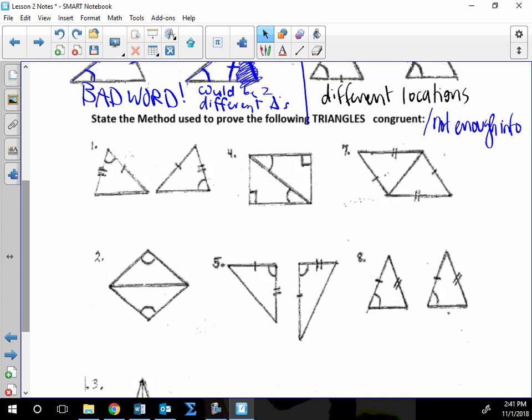So, our methods here. Our options would be this or that. Those are the 2 sides. This or that. Now, this is the angle that has to be, and these are the 2 sides. Okay.